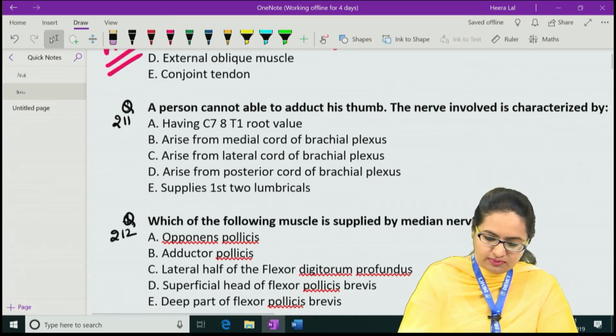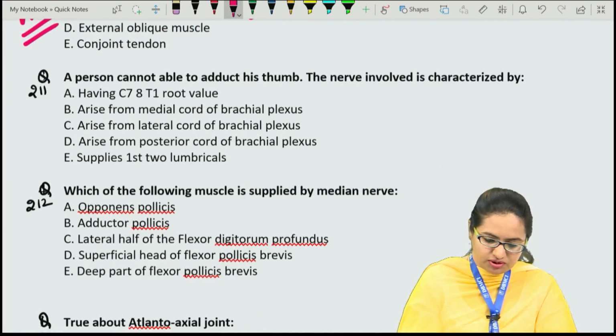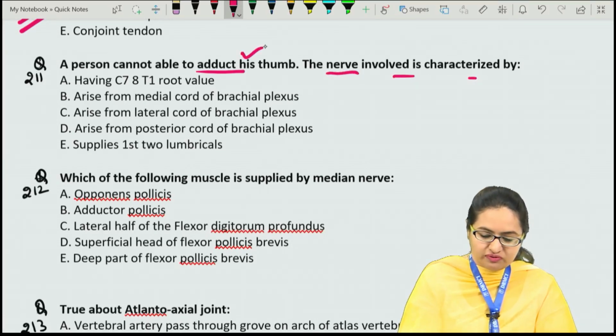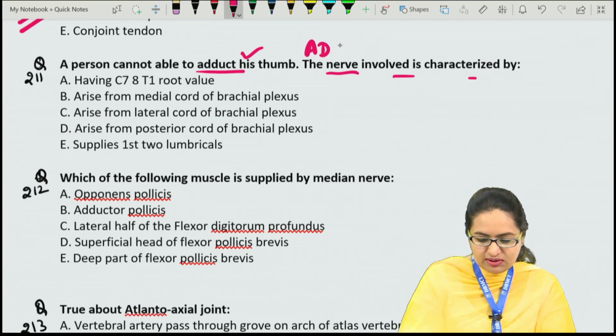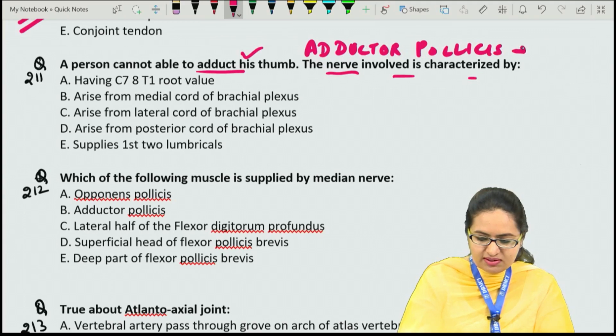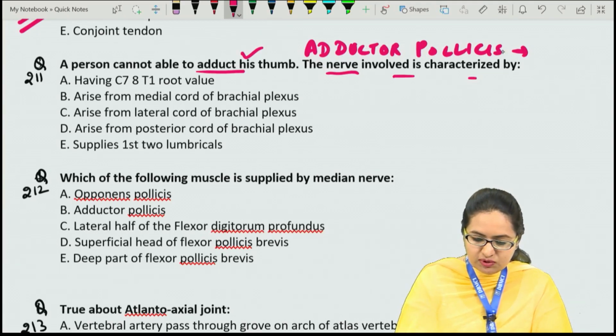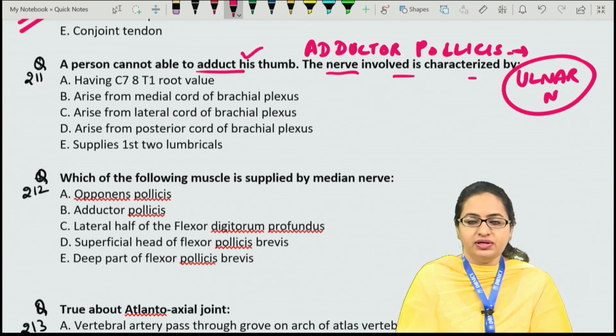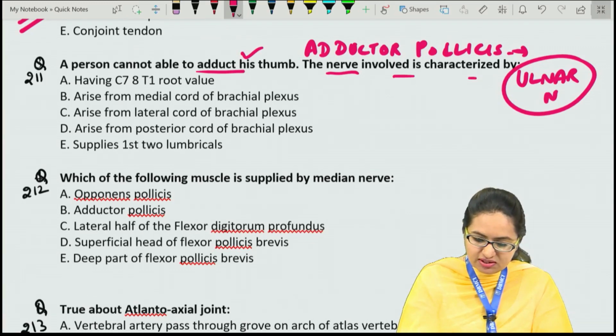Now the next question is, a person cannot adduct his thumb, and the nerve involved in this case will be. Now for the adduction of the thumb, we know that the muscle which will be responsible is the adductor pollicis muscle, and this adductor pollicis muscle will be supplied by the ulnar nerve. So over here there is a lesion of the ulnar nerve. So first of all we will just discuss the ulnar nerve.